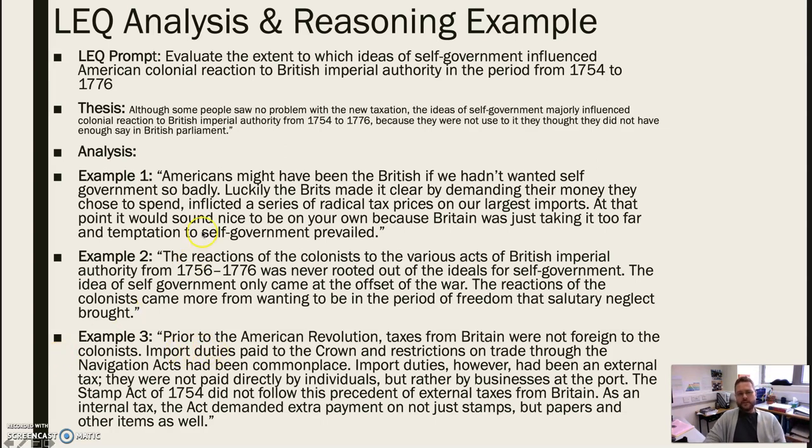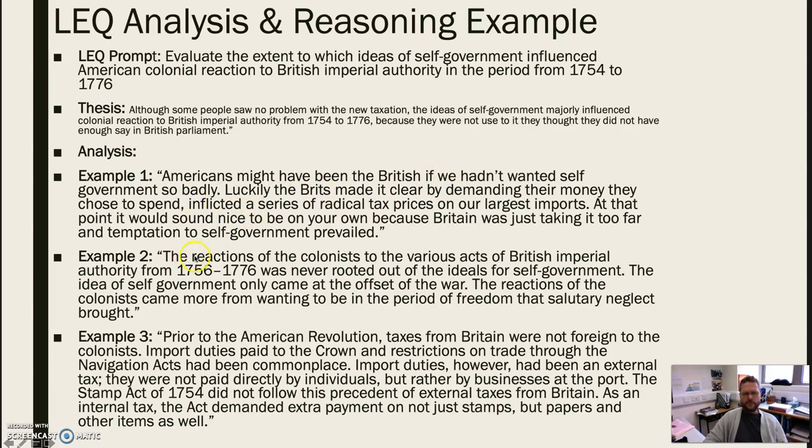So example 1 gets 0 points. All right, while the response attempts to demonstrate causation and change over time, it actually lacks a structure to an argument that addresses the prompt. It just never gets there, and also it's just poorly written. "Americans might have been the British if we hadn't wanted self-government so badly. Luckily, the Brits made it clear by demanding their money that they chose to spend." I mean, we have things it's using like first person, like "our," and "we might have." And so a reader's going to see that and be like, what the heck? They're going to be extra hard on it if it's using the first person and such.